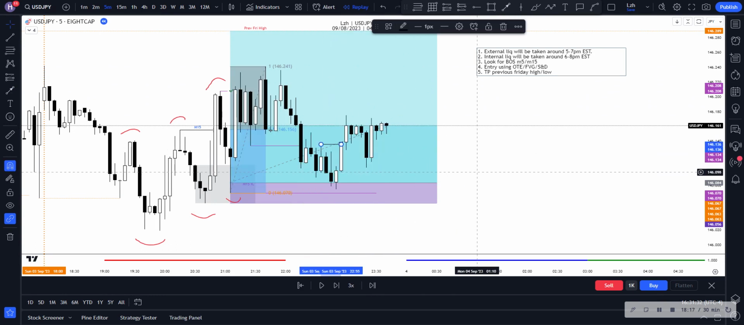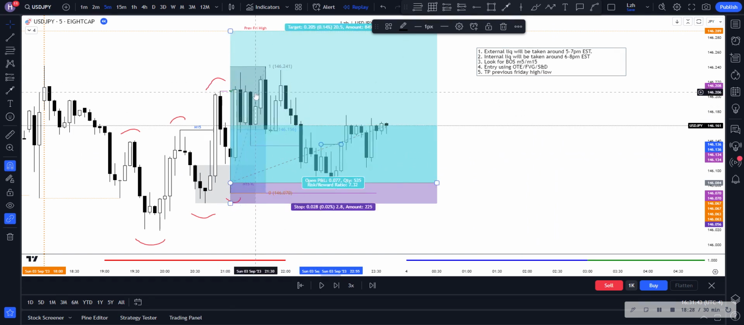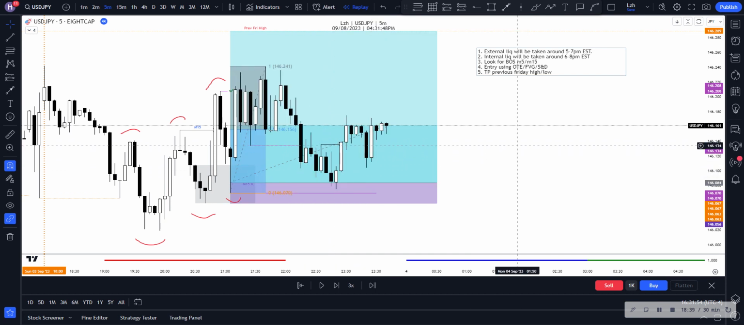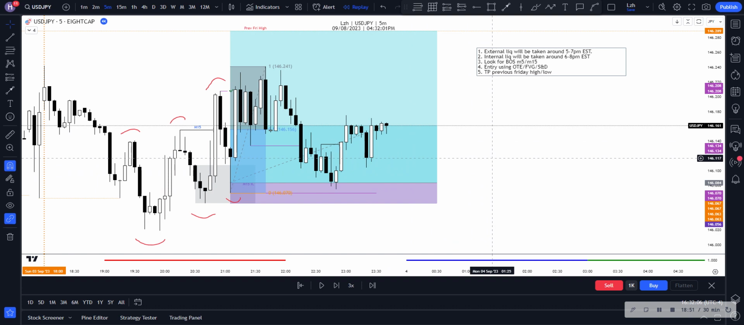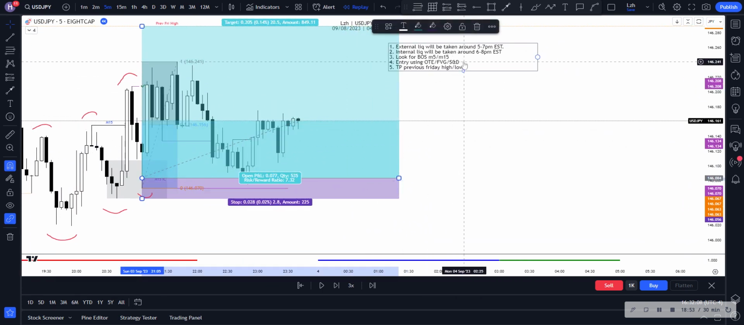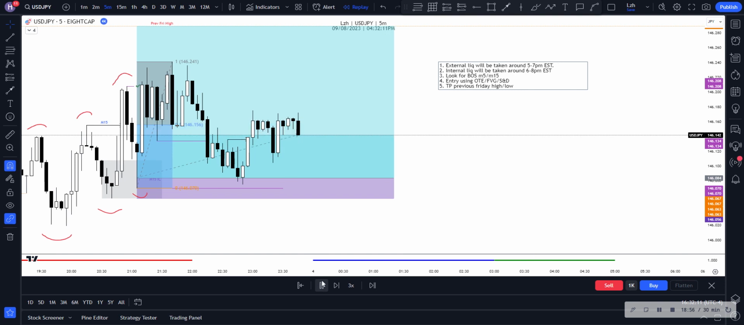another internal BOS on the M5, which is good news because we know that price would likely go back to bullish. It just means that this pullback to the discount has most likely completed, and price is going to be ready for a continuation long again. So until this high is being taken out, I will not change my stop loss to here, just in case price comes back down to liquidate this low again. So let me continue to play more candles.